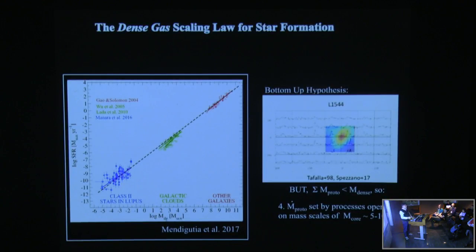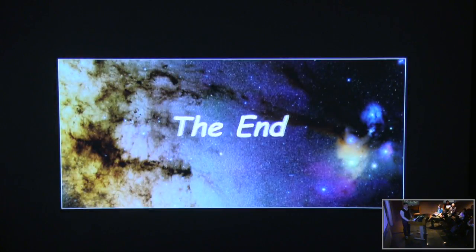And there have been theoretical papers written that suggest that this could happen. For example, if rotation is very important in the collapse of material onto a star, then the rotation is basically set by where the material starts out, and that could somehow control the protostellar accretion rate. So anyway, with that last intriguing bit of new data, I thank you for your attention.